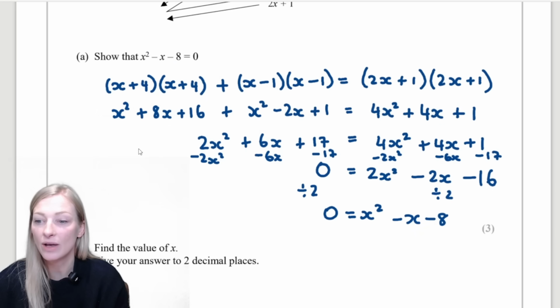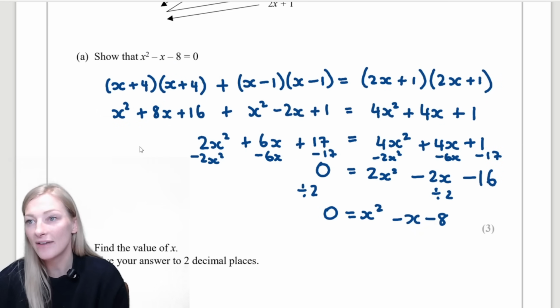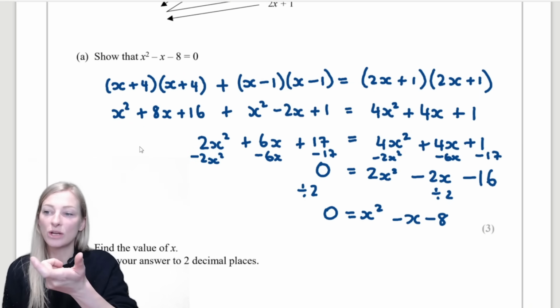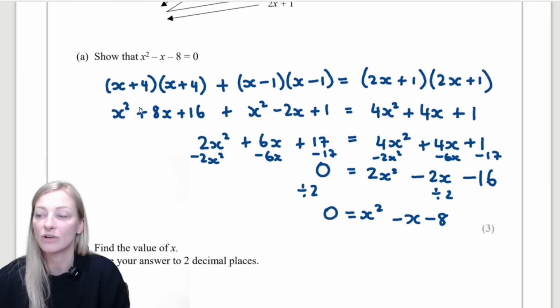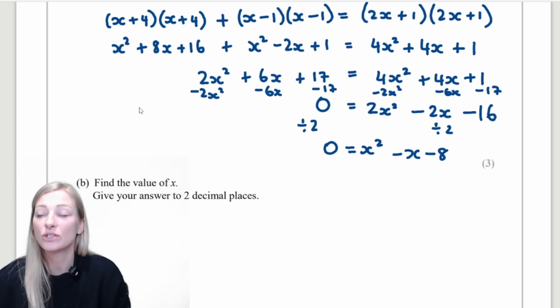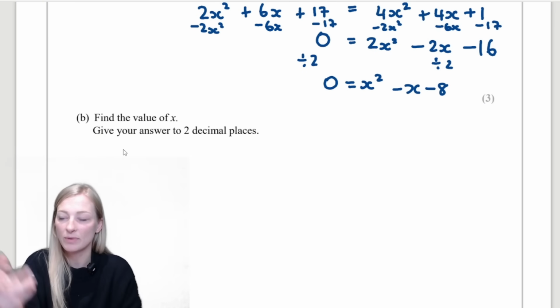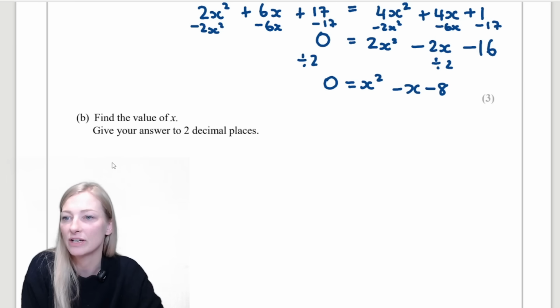Now for part B, we are asked to find the value of x and give our answer to 2 decimal places. We have a quadratic, and even if you weren't able to do part A, they told you what the equation was going to be, so you could have done part B regardless. Now we're going to use the quadratic formula here because factorising wouldn't give us answers where we would have to round to 2 decimal places, so I'm assuming it doesn't factorise.